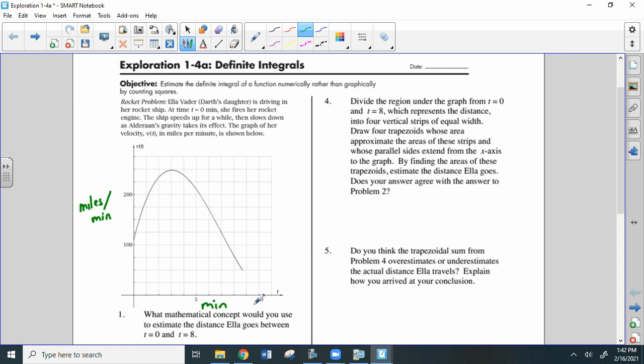And the first question is, what mathematical concept would you use to estimate the distance Ella goes between t equals 0 and t equals 8? Okay, so here's time 0. And let's see, 5, looks like 6, 7. Looks like this would be 8. I want to know what mathematical concept we could use to estimate the distance if I am given velocity.